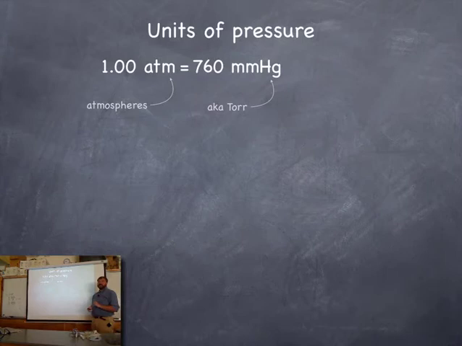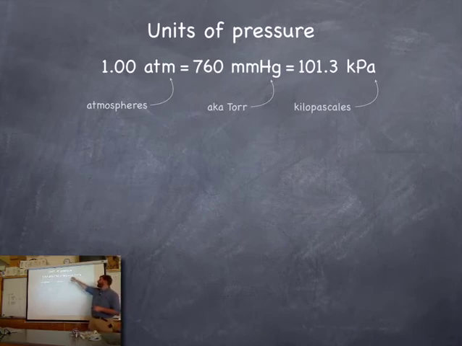Now, the scientific unit, the System International unit for pressure is the Pascal. And a Pascal is a force of 1 Newton over 1 square meter. It's a very small pressure. Okay? So it takes a lot of pascals to equal 1 atmosphere. In fact, it takes 101,000 pascals to equal 1 atmosphere. So we typically work with kilopascals. Okay? Kilopascals.